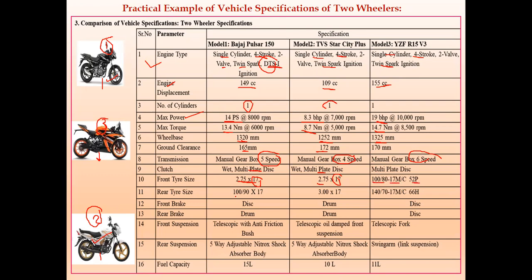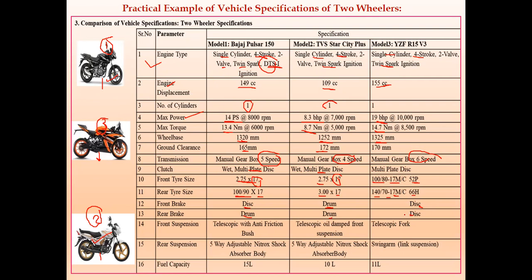Now rear size. It is 100/90 with 17 as the diameter. Here it is 3, that ratio, then 17 is the diameter. Then here we have 140/70, 17 is the diameter, M/C 66H. Now front brake. Pulsar has a disc. Then here we have a drum brake, and again disc. In case of rear, here we have a drum, here again drum, and here disc brake.